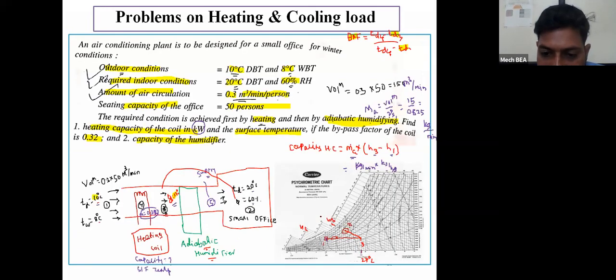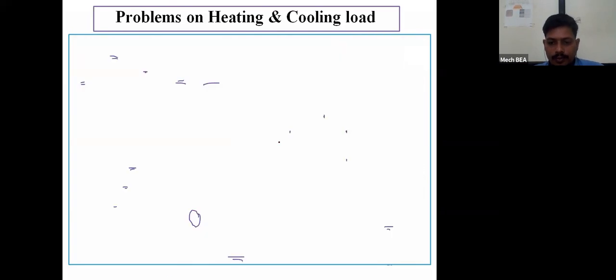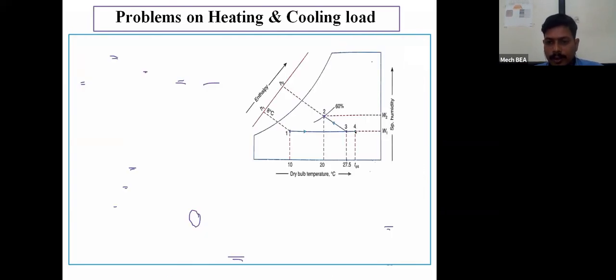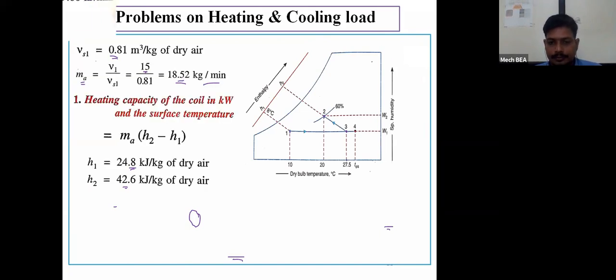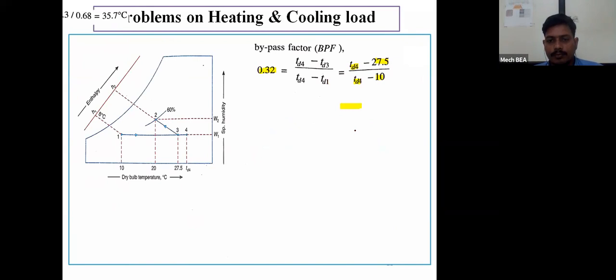Point number 4 will indicate the condition of heating coil. So here that condition of heating coil I am getting at 35.7 degrees centigrade. That means somewhere here I will get the point number 4. Okay, so this will be my point number 4, and this is the value of TD4 that I have calculated.